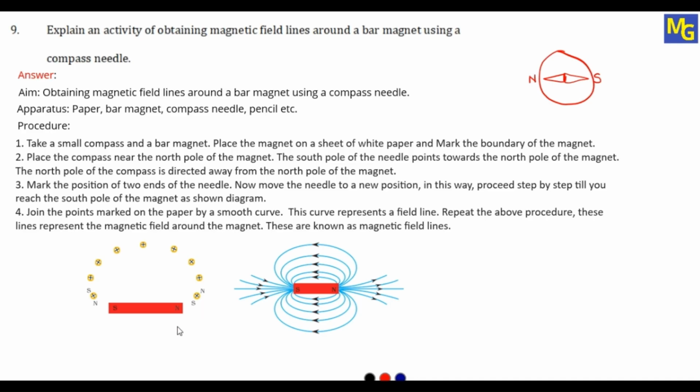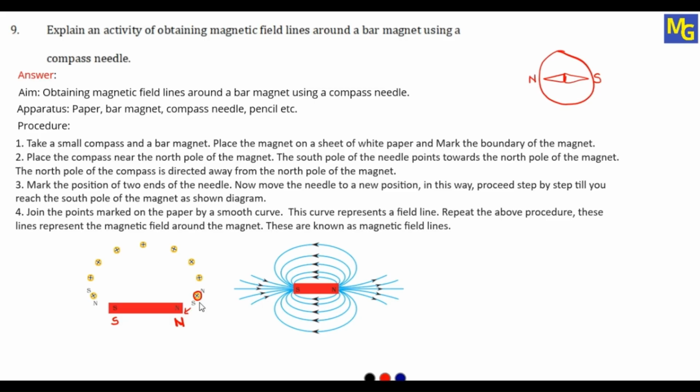So this is the north pole of the bar magnet and this is the south pole of the bar magnet. We will keep our compass near the north pole. Now see what happens. The compass already has one needle-shaped magnet. As this is the north pole of the bar magnet, the south pole of the compass needle will get attracted and the north pole of the compass needle will go away from this north pole of the bar magnet.